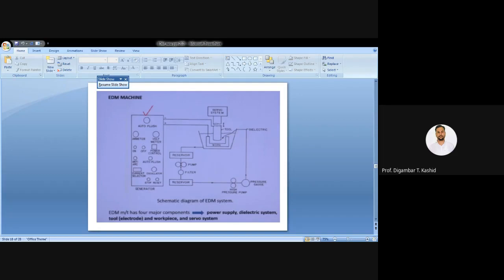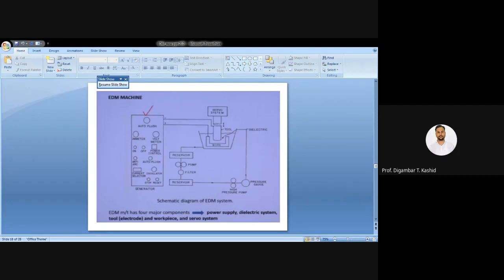Now I will discuss the dielectric system first. The dielectric system consists of the dielectric fluid, then reservoir, filter, pump, and delivery devices. Actually, this dielectric system consists of all these sub-components. A good dielectric fluid has the following properties, and I have mentioned some of them.